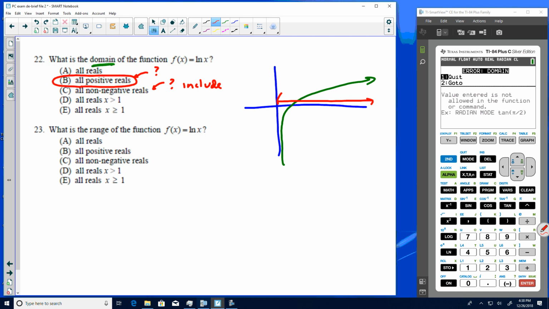And 23 was the range. Well, the range is the Y values. And so we know this goes all the way down to -infinity, and this continues to rise. There is no upper cap. So the range would be all real numbers. Pretty easy if you had the picture in your head.